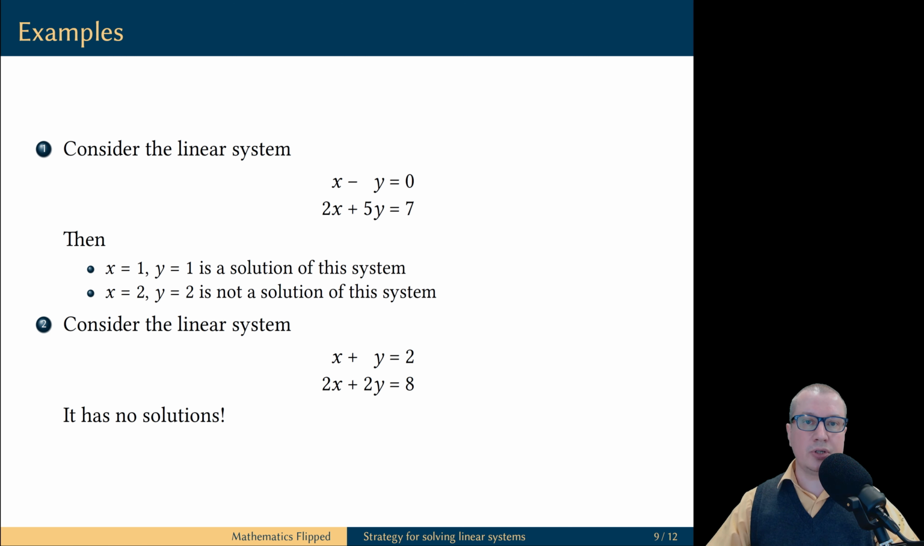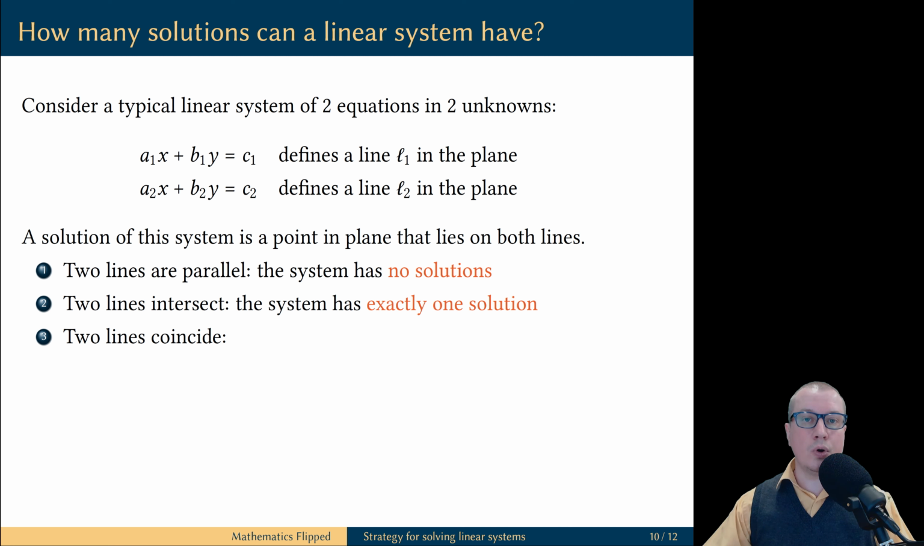But there are only three possible ways how two straight lines can be arranged on a plane. The two lines can be parallel, in which case they have no points in common, and in this case this system has no solutions. The two lines can intersect, and straight lines can intersect only at a single point. In this case, the system has a unique solution, exactly one solution, or two lines can in fact coincide. They can be the same line. In this case, they share infinitely many points, and such a linear system has infinitely many solutions.